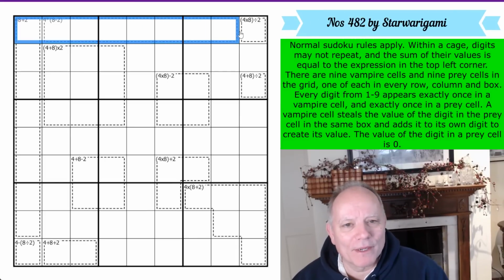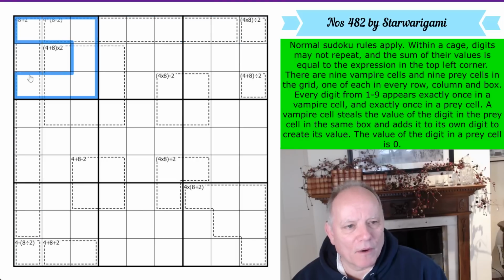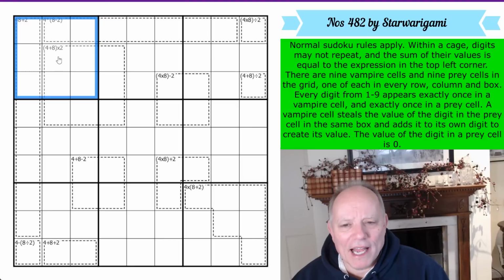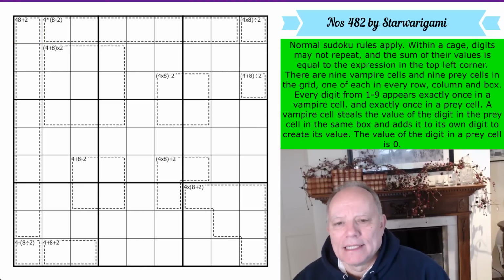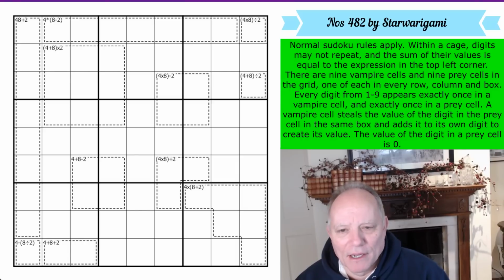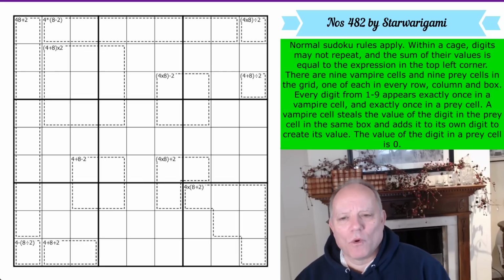Normal Sudoku rules apply. 1 to 9 will go in every row, every column, and every 3x3 box. Within a cage, digits may not repeat, and the sum of their values is equal to the expression in the top left corner. As you can see, all of these expressions are formed from the digits 4, 8, and 2, and one or more mathematical operators. There are 9 vampire cells and 9 prey cells in the grid, one of each in every row, column, and box. Every digit from 1 to 9 appears exactly once in a vampire cell and exactly once in a prey cell.